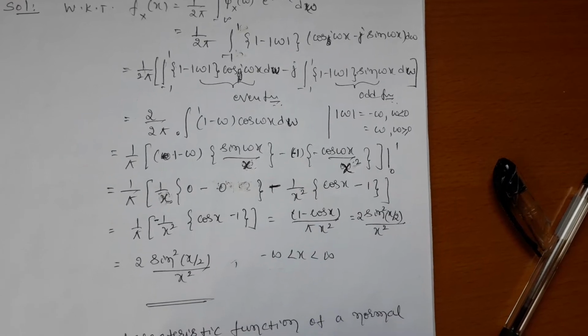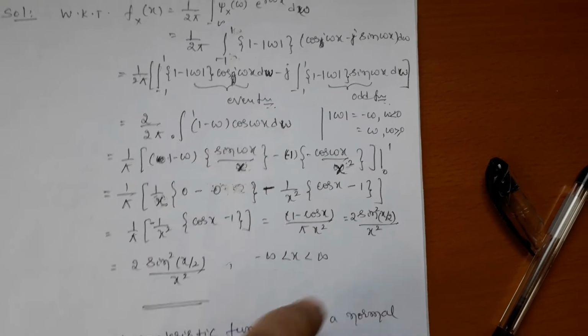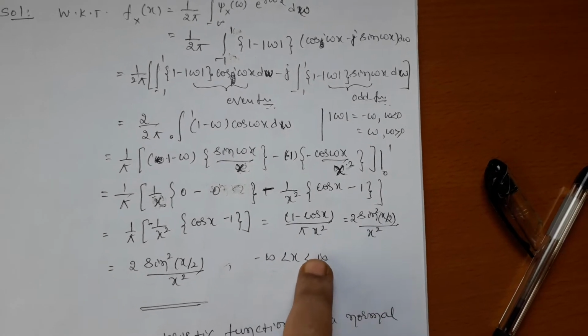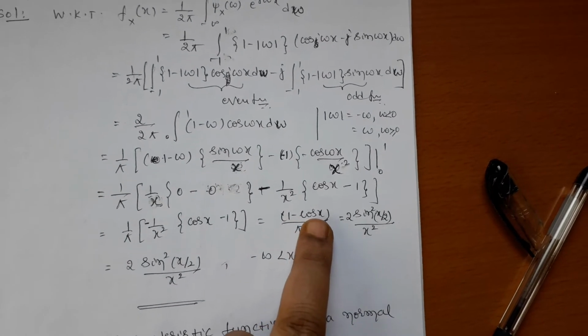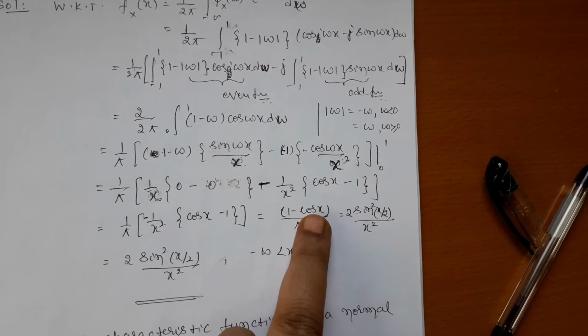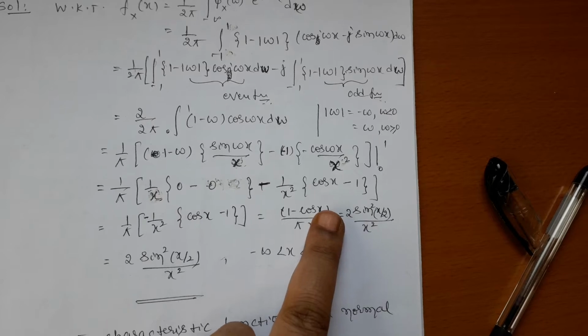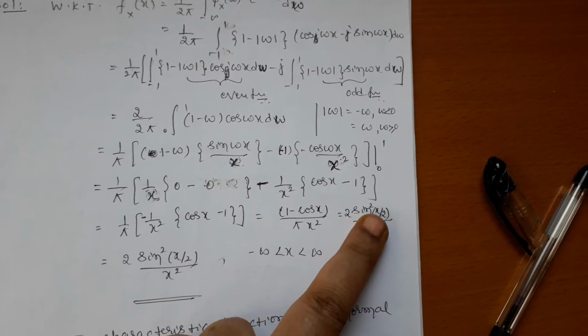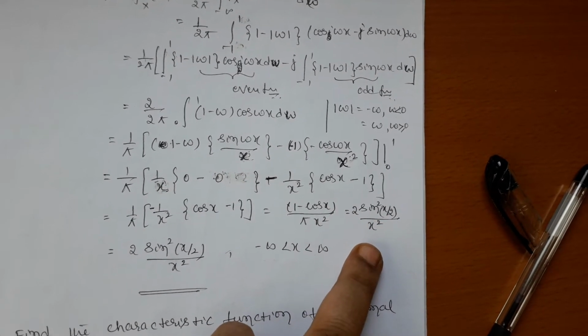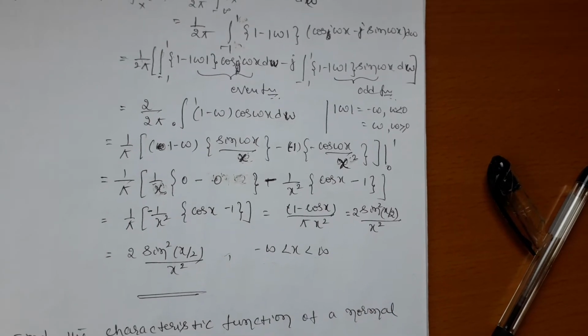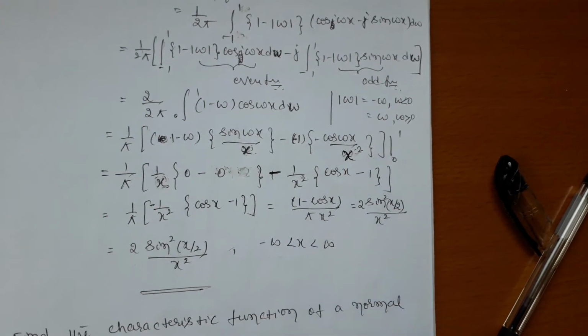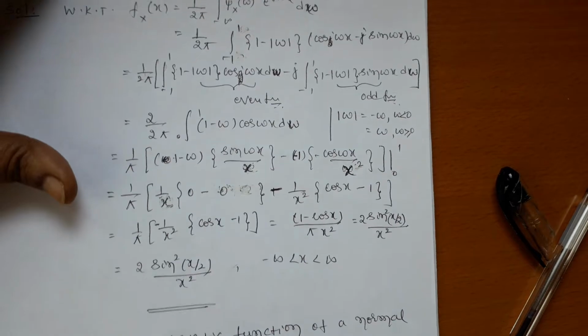What is 1 minus cos x? It is 2 sin square of x by 2. What is 1 minus cos 2 theta? It is 2 sin square theta. Like that, 1 minus cos x is 2 sin square x by 2. Therefore, 2 sin square of x by 2 by x square, for x lying between minus infinity to plus infinity. This is our probability function based on the characteristic function.